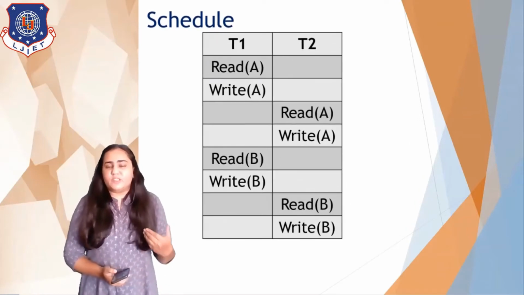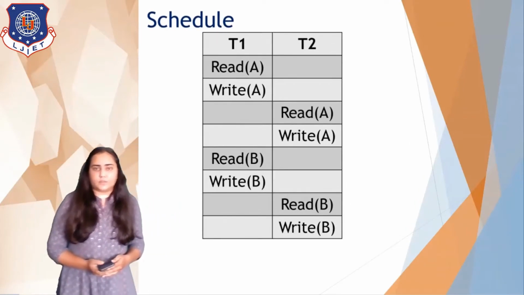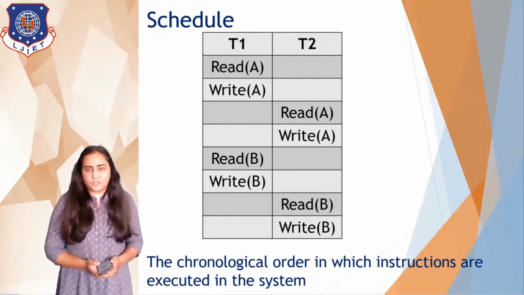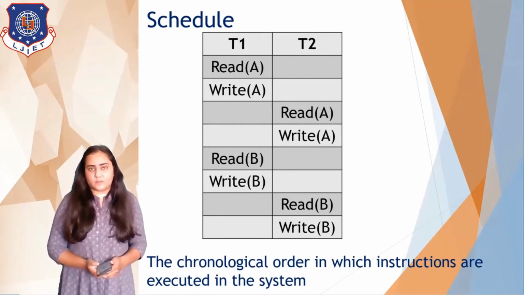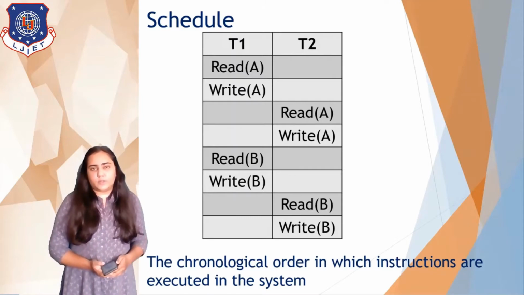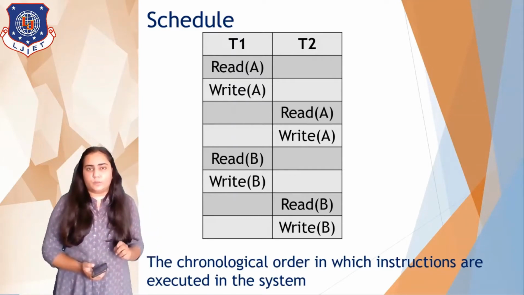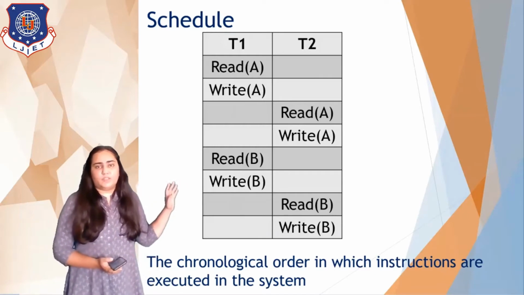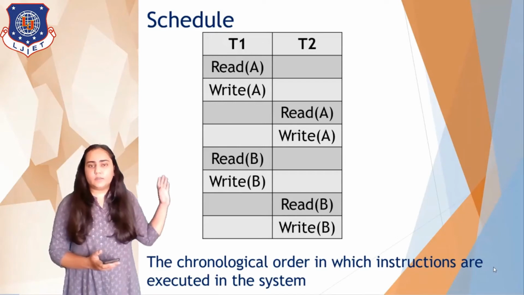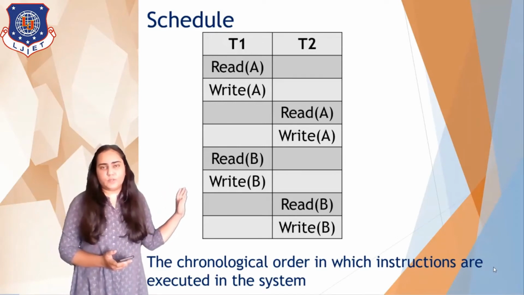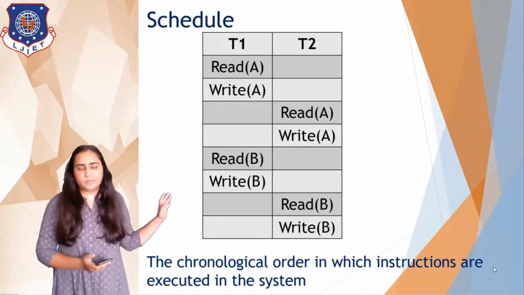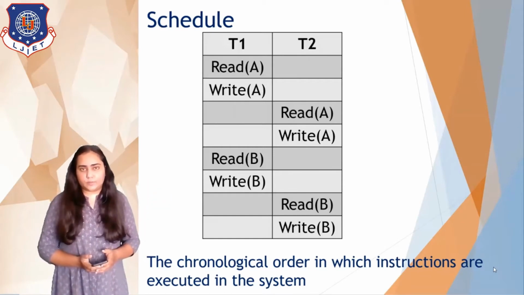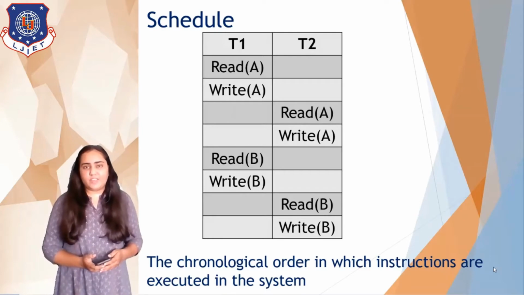And before I proceed further, let us now define a schedule. So schedule is nothing but a chronological order in which instructions are executed in the system. So a chronological order is basically an order where you specify what is first, what is second, what is third. And that's what we have done here. So you can see in this schedule that both the transactions are happening simultaneously. And that's why this is known as a concurrent schedule.